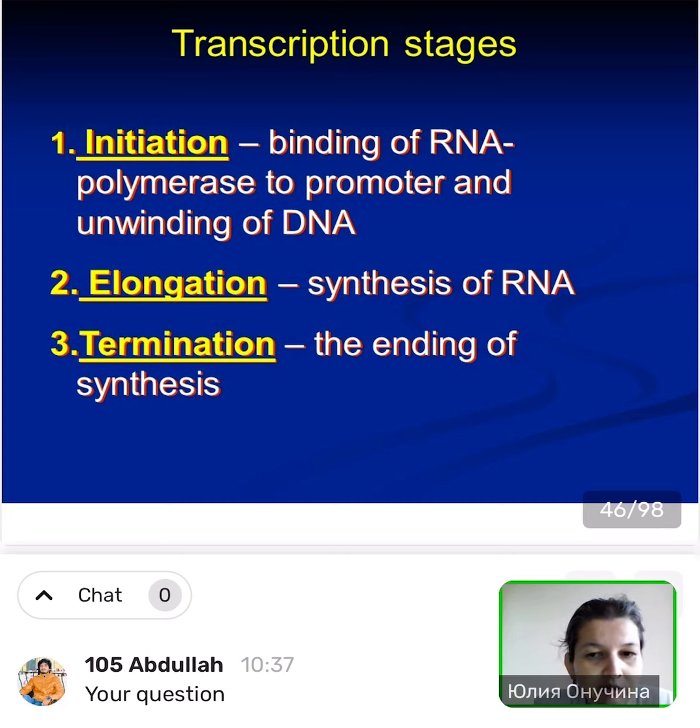So initiation is a very complex stage. The main event in this stage will be binding of RNA polymerase to the promoter. Elongation, the next stage, is synthesis of RNA, and at the end, termination, ending of synthesis. The next slide, yes?